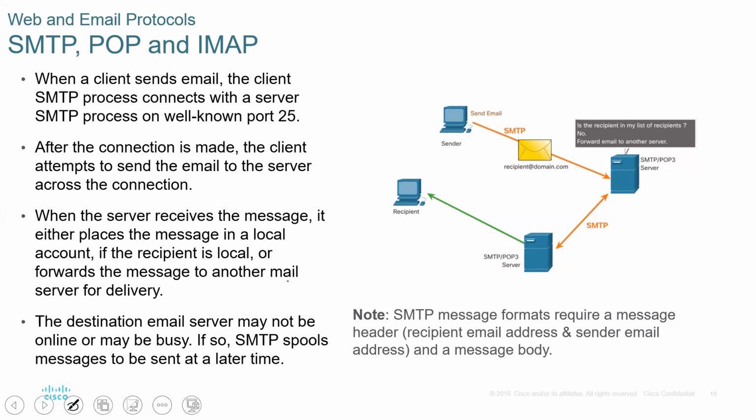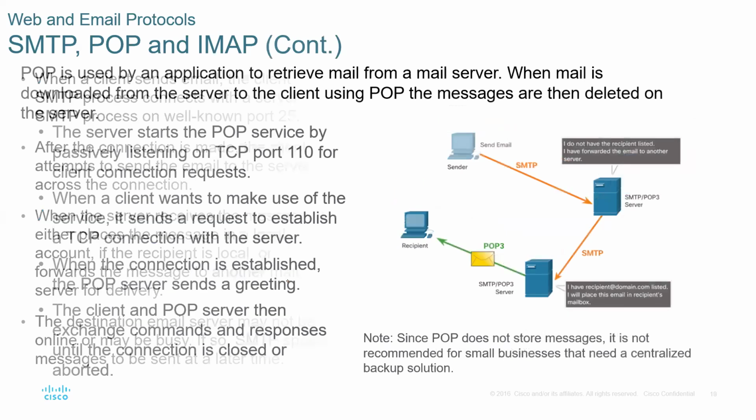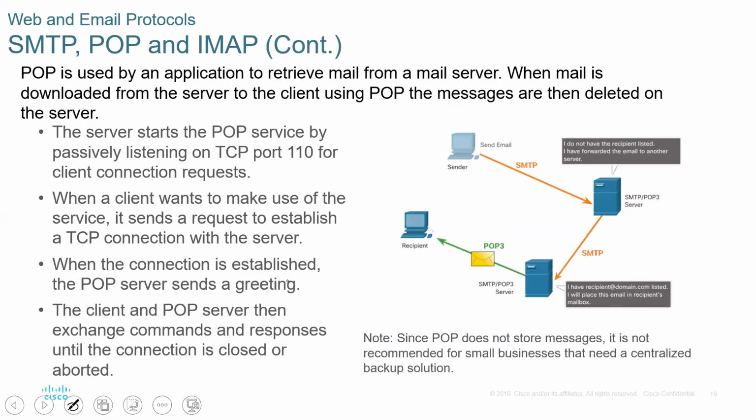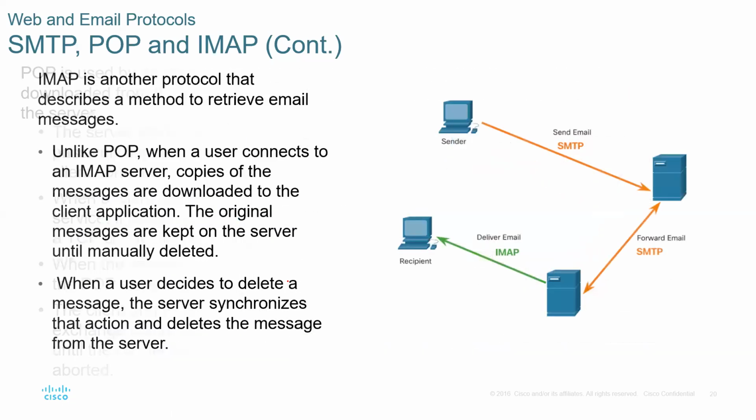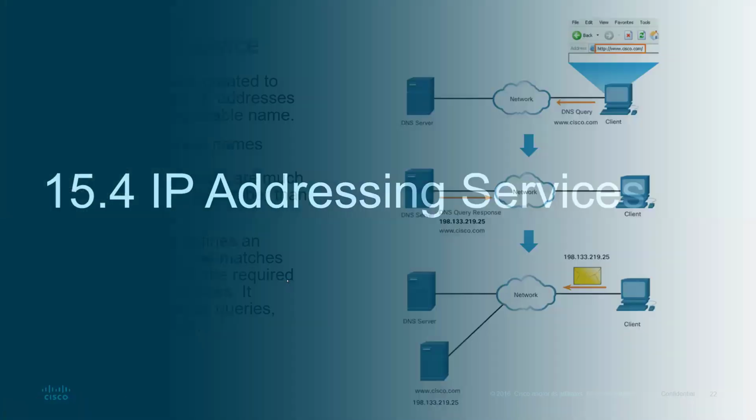Okay, so when the receiver receives the message, it either places the message in a local account if the recipient is a local user, and you now access it. But if not, the mail is forwarded to the next server. So mail basically works based on servers. It moves from one server to the other, and then you need POP, Post Office Protocol, or IMAP to be able to download it to your system.